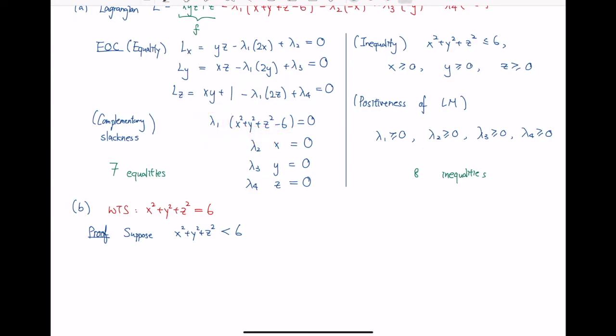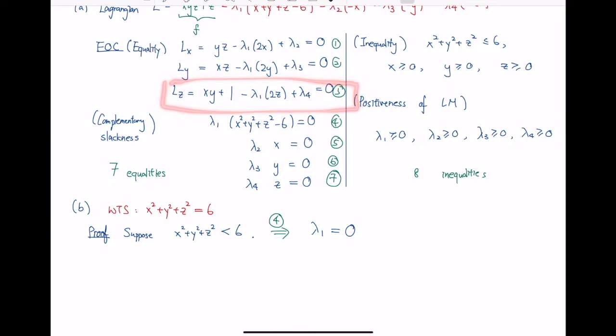So let me label the equations. So you have 1, 2, 3, 4, 5, 6, 7. Then if this is strictly less than 6, then by equation 4, we know that lambda 1 has to be 0. And then, if lambda 1 has to be 0, what's the problem? Well, where do I have lambda 1? I have lambda 1 here, here, and here. If you think about that, it turns out the problem happens in the third equation.